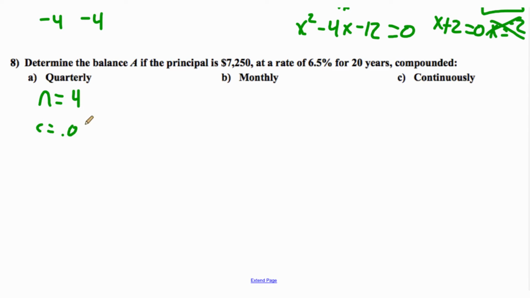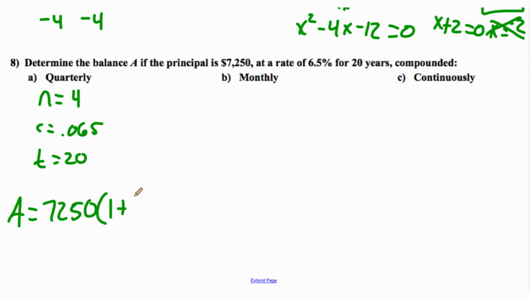So this is 0.065. And we're going for 20 years, so our t value is going to be 20. So if we start setting up this formula, it's going to be A equals the principal amount, which is our $7,250, times 1 plus r, which is our 0.065, over n, which we said was 4, raised to the power of n times t. So we've got 4 times 20.